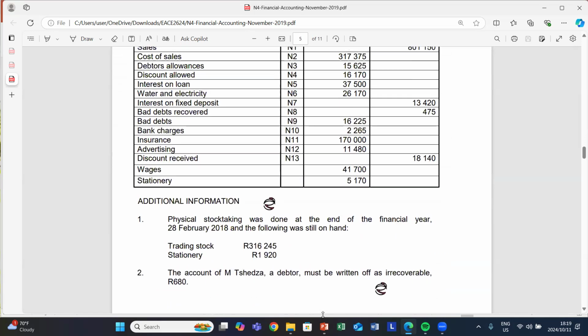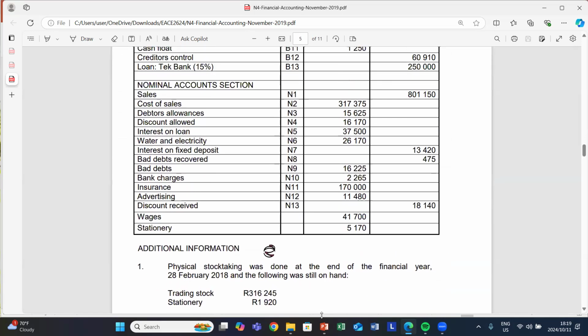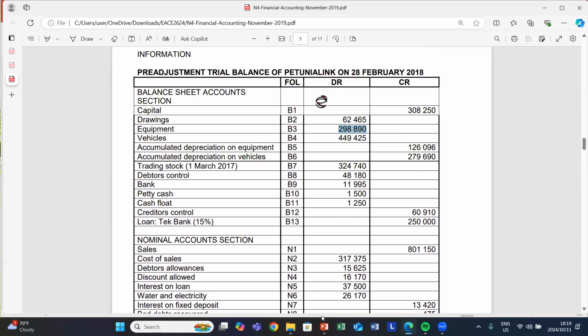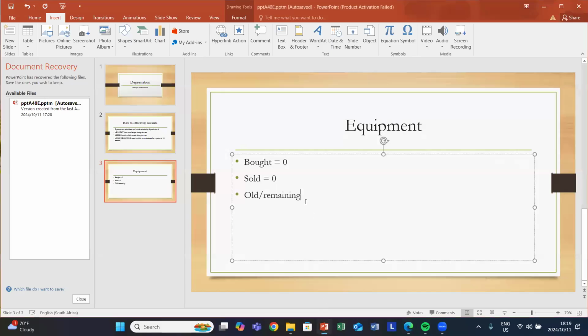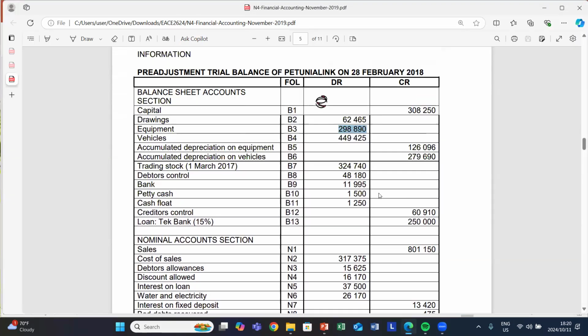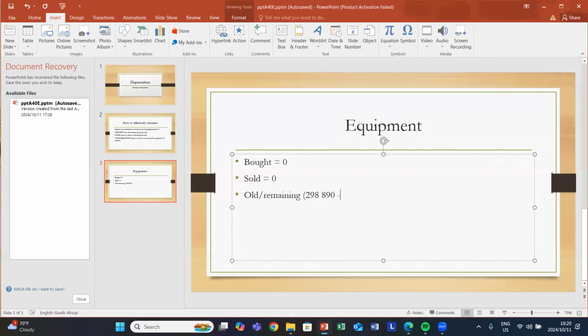Already we have our cost price. They specify it. Our cost price was 298,890. So we'll write it under old or remaining in brackets. And then let's look for accumulated depreciation on equipment. It was 126,096. Minus it here. And then remember, which rate are we using? 15%. We'll say multiply by 15 over 100. For old or remaining, I said that it's always 12 months. Therefore, multiply by 12 divided by 12. Let's multiply it.